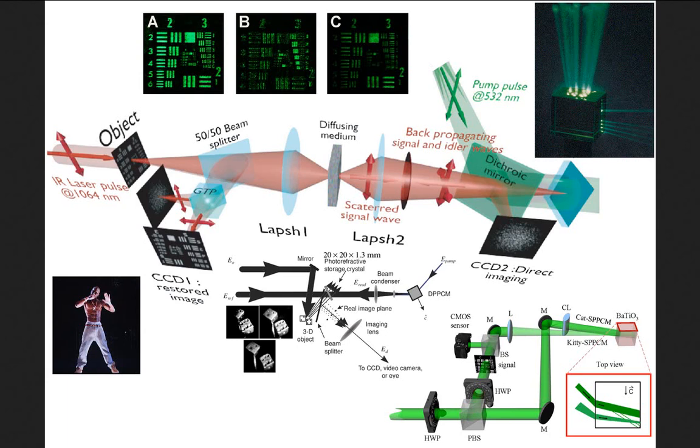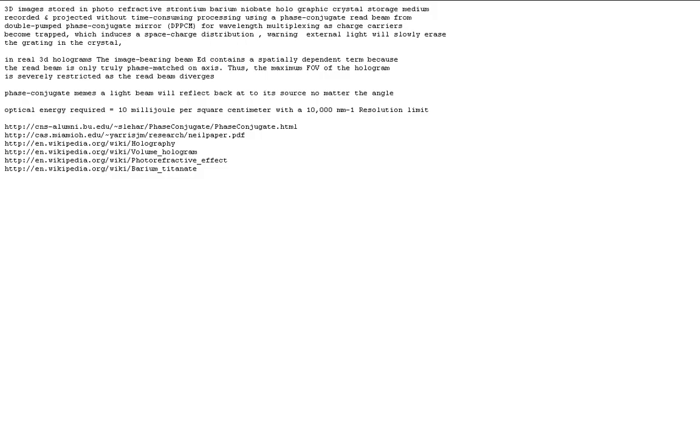Now I'm just going to go to the text file here. 3D images stored in photo-refractive strontium barium niobate as well. Holographic crystal storage mediums, recorded and projected without time-consuming processing, because you can re-erase it and record it fast. Fast is a relative term, by the way. Using a phase conjugate read beam from a double-pumped phase conjugate mirror for wavelength multiplexing as charge carriers become trapped, which induces a space charge distribution.